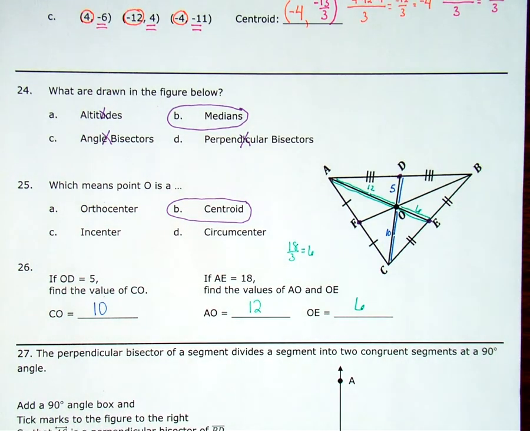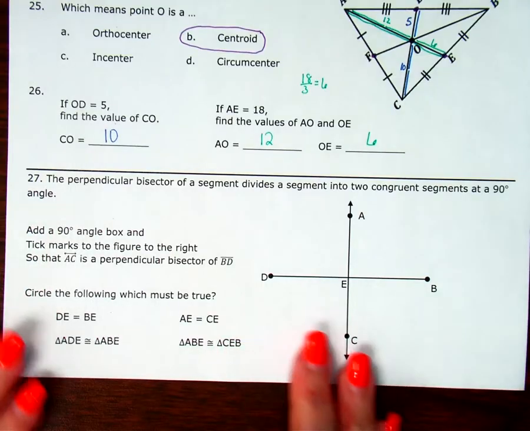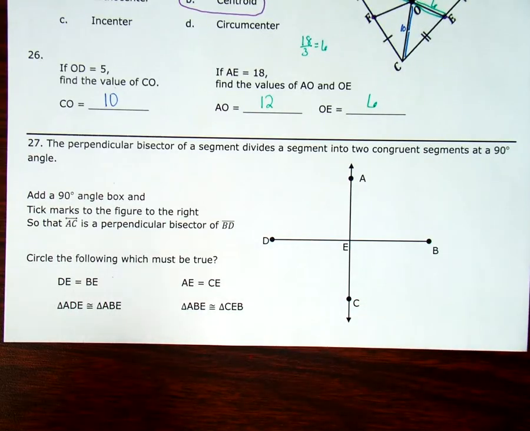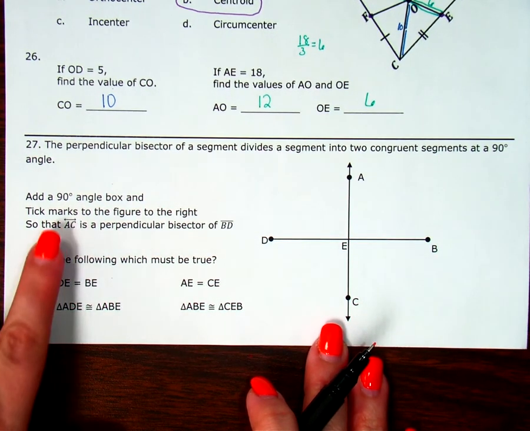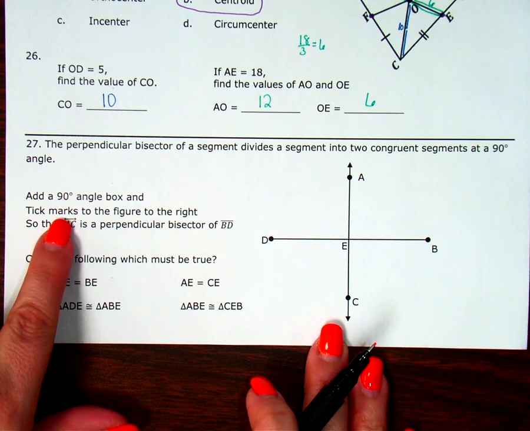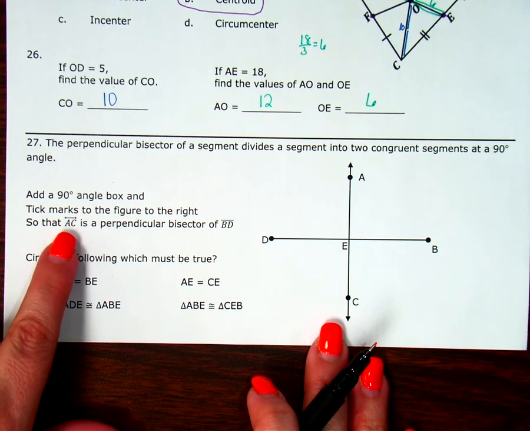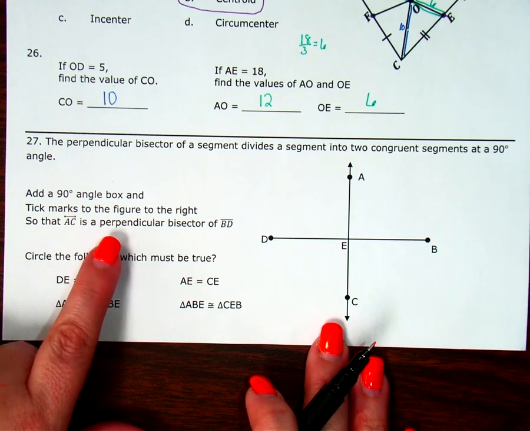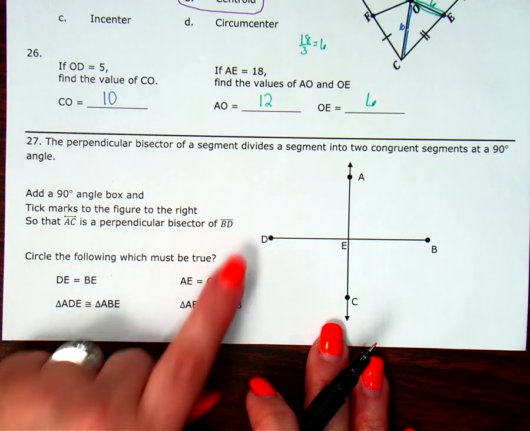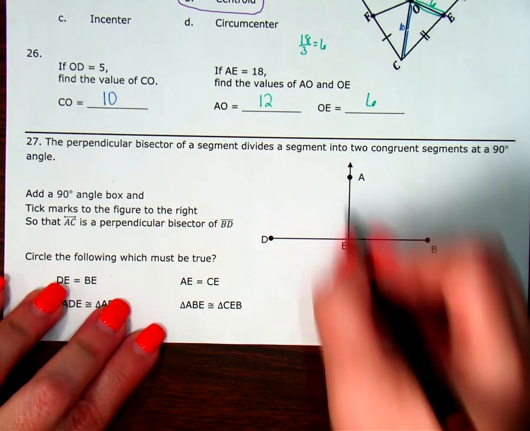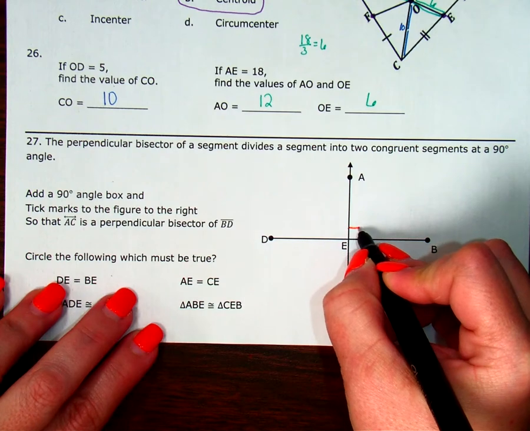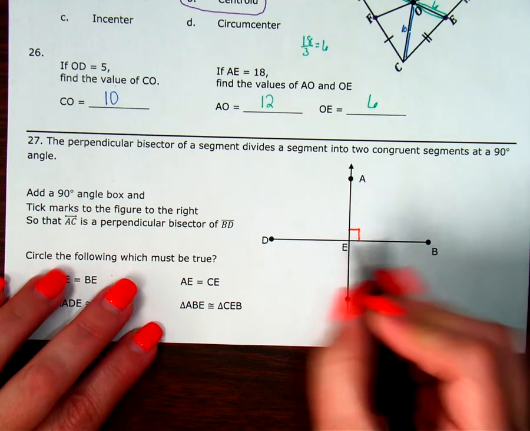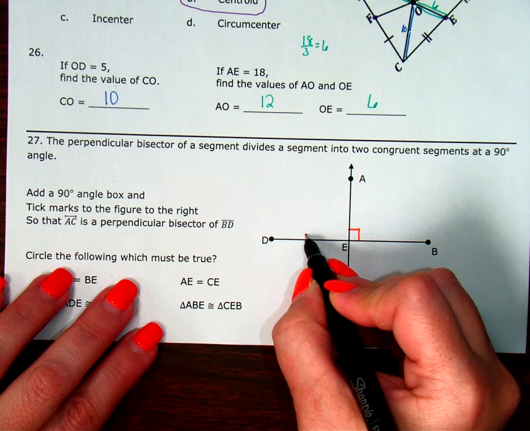Okay? All right, let's go ahead and squeeze this last problem in on this last video. All right, when I look here, the perpendicular bisector of a segment divides a segment into 2 congruent segments at a 90-degree angle. Add a 90-degree angle box and tick marks to the figure to the right so that line AC is perpendicular bisector of segment BD. So it has to be, I want this one to be bisecting this one. So I know I'm going to have a 90-degree angle, and I know it has to bisect this segment.